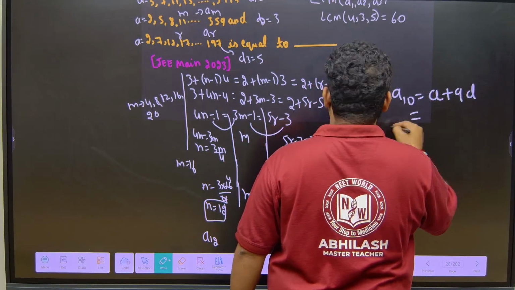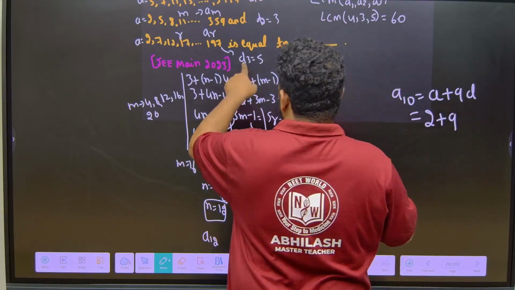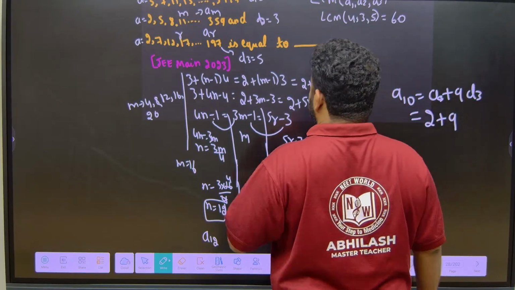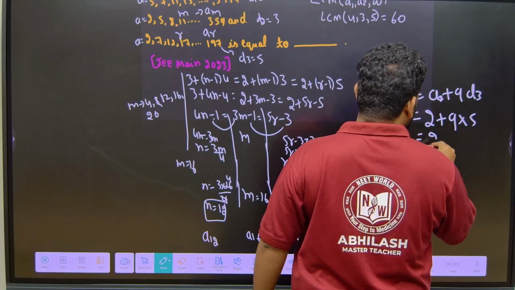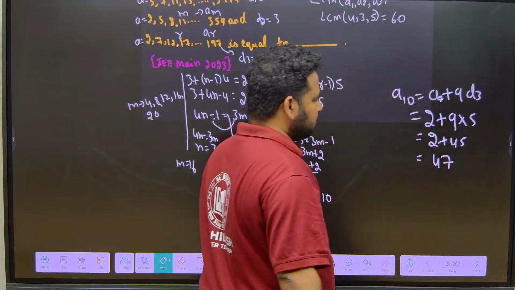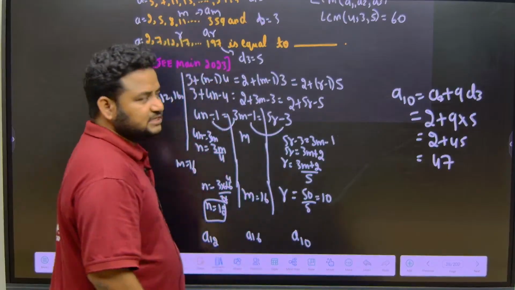So A is what, friends? For the third AP, A is 2. And 9 into D, that is D3. This is A3, this is D3. D3 is 5. So this will become 2 plus 9 5s are 45, that is nothing but equal to 47. Okay, I got it as 47. So the common term between all the three APs is 47.